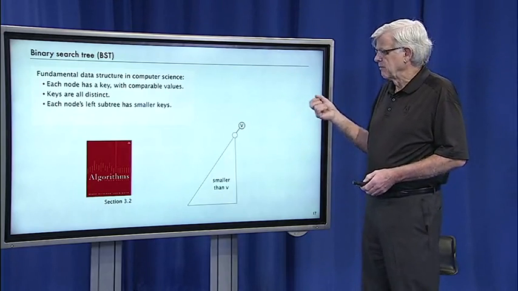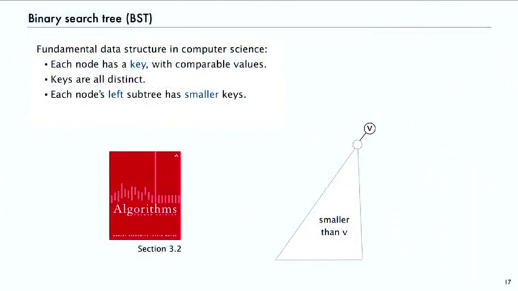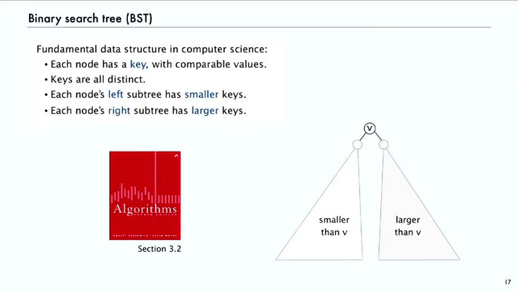Now, in the binary tree representation, nodes have two subtrees, left subtrees and right subtrees, which are empty or might be whole trees. And if there's keys in the left subtree, all those keys are smaller than V. And if there's keys in the right subtree, they're all larger than V. That's what a binary search tree is.